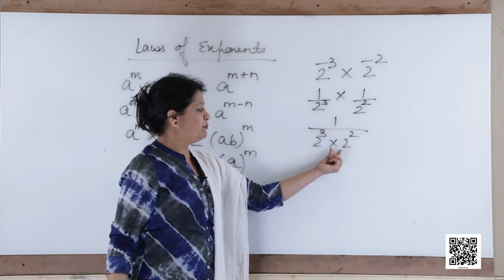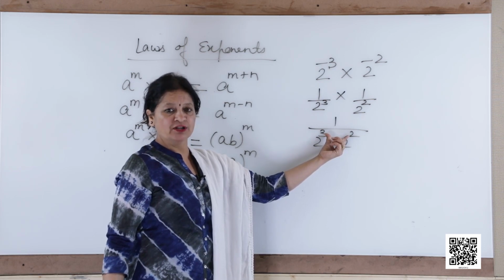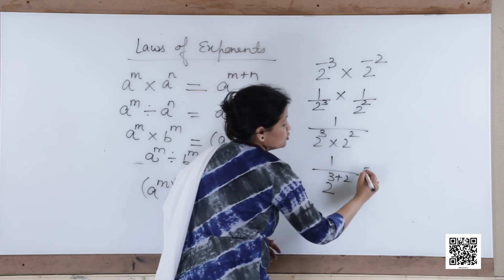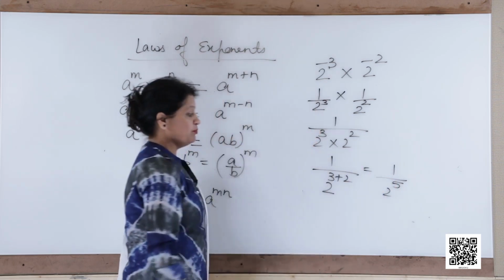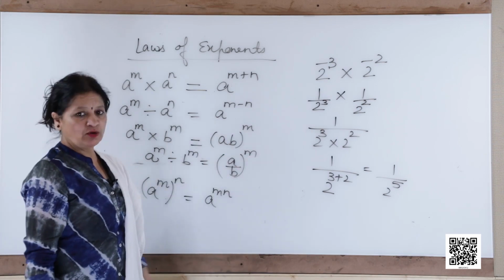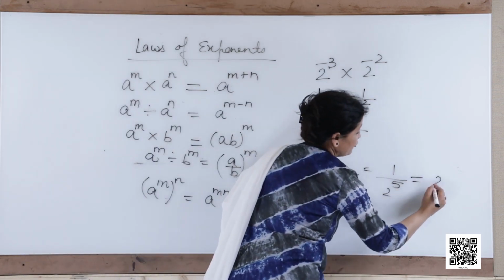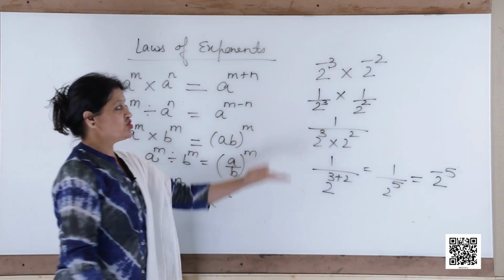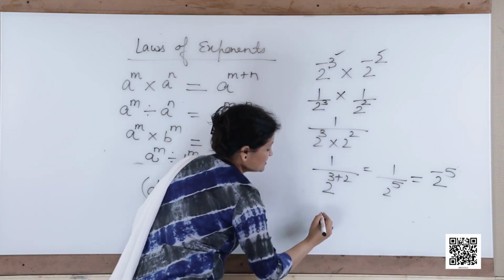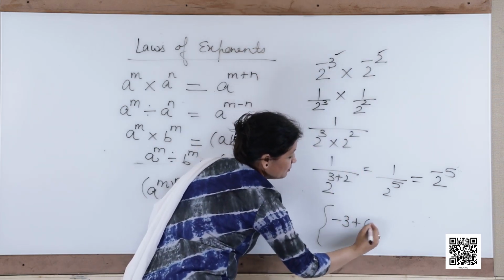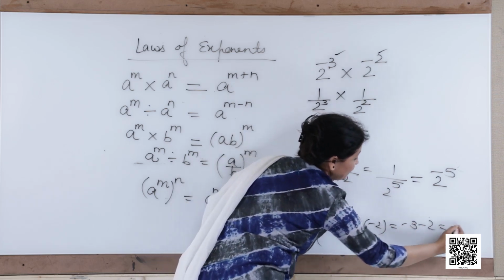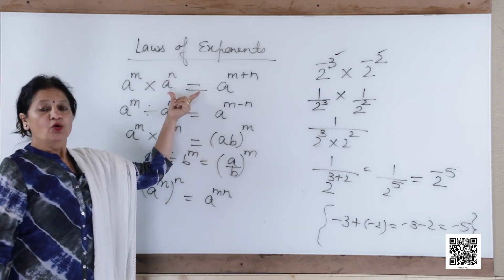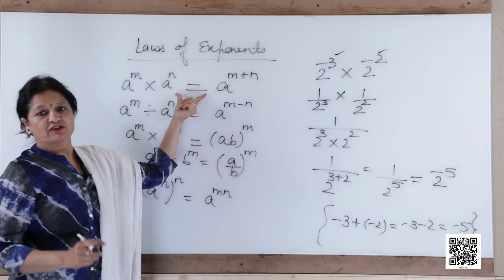So now it is 1 by 2 raised to the power 3 into 1 by 2 raised to the power 2. Now base same, multiply sign, and powers are natural numbers, so we can add them. 1 by 2 raised to the power 3 plus 2. So we have got 1 by 2 raised to the power 5. And how to write 1 by 2 raised to the power 5? We can write it as 2 raised to the power minus 5. Also, you can check that minus 3 plus minus 2 is also minus 5. That means we have proved that this law holds for negative powers also.